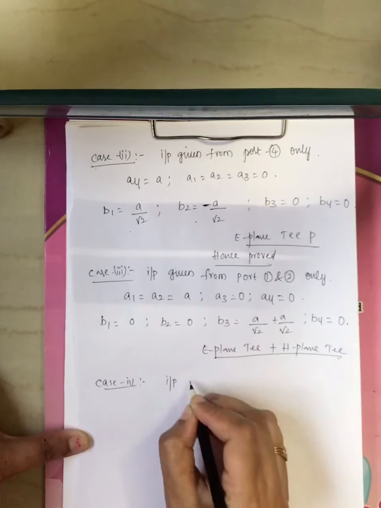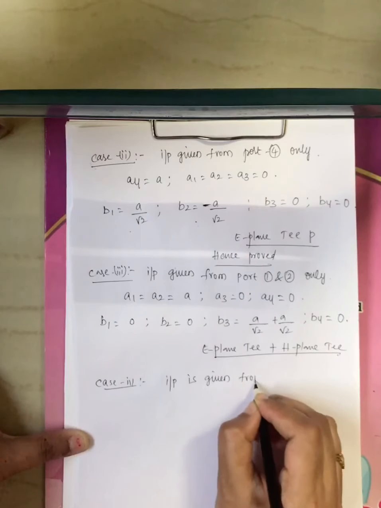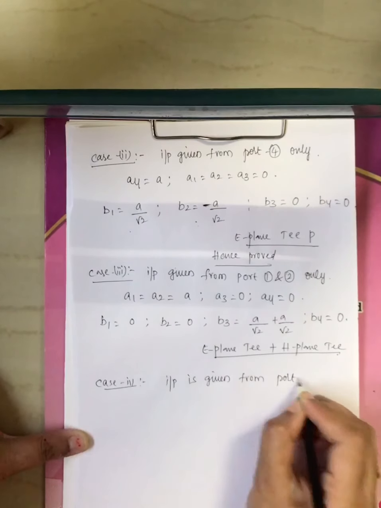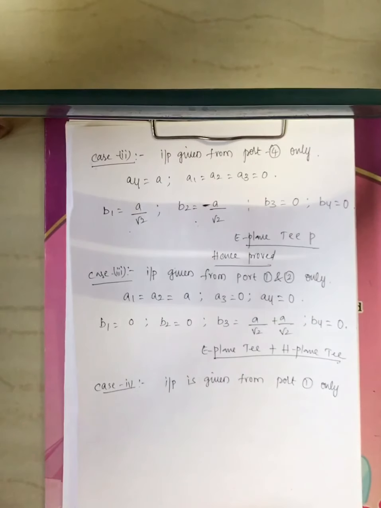Now where input is given from port 1 only, you are giving input from port 1 only. Why is it called magic T? That statement I am proving here. Anyhow, hybrid is a combination, hence it is a combination of E-plane T and H-plane T.